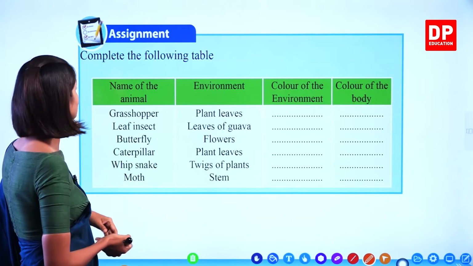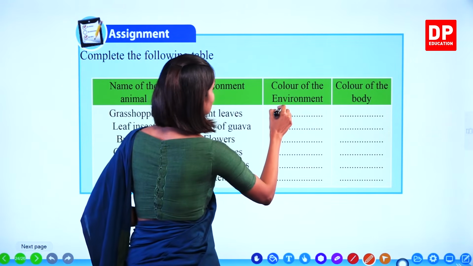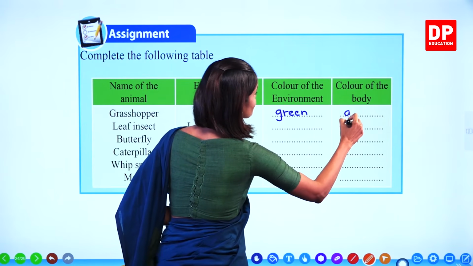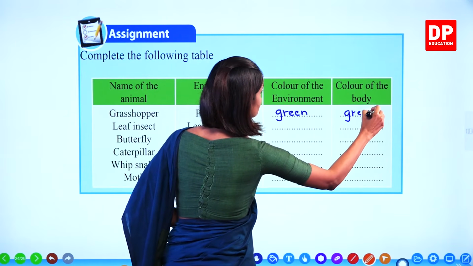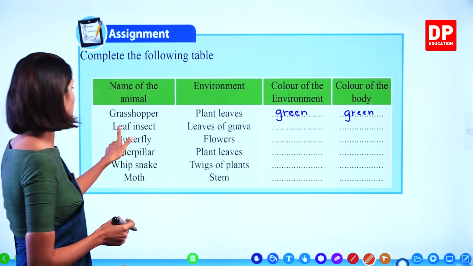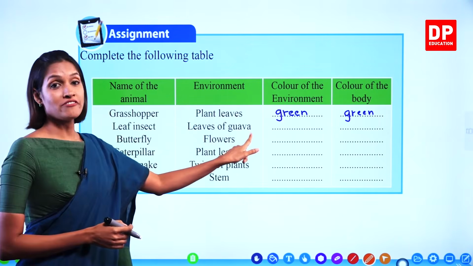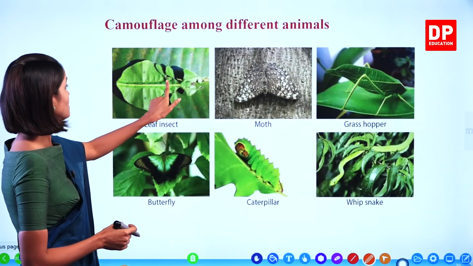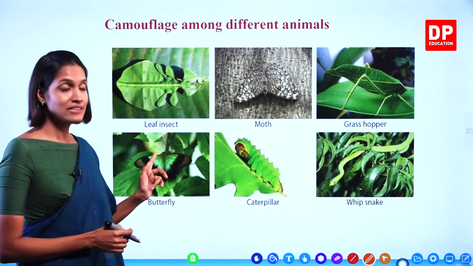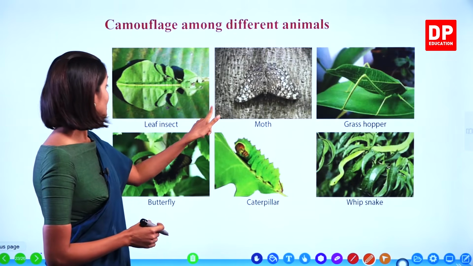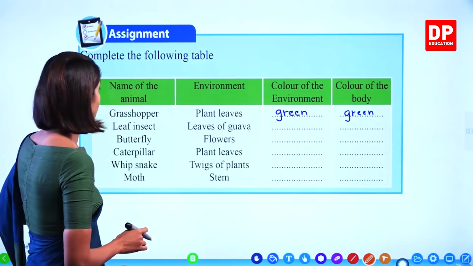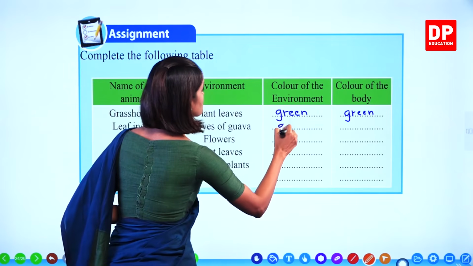Okay, we will write green, green. And the second one, leaf insects. Their environment is guava leaves, okay? Then again, both green color, right? Environment is green, body of the animal also green color, right? This is also green.